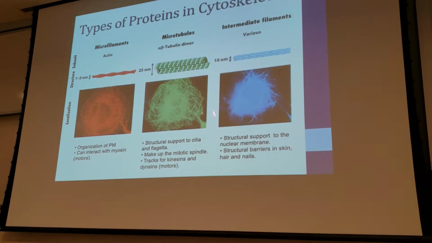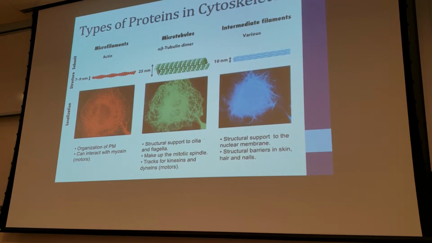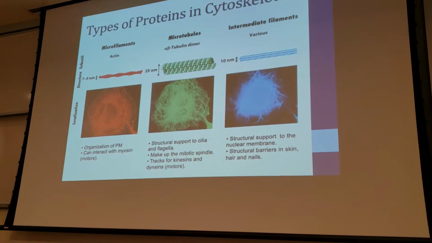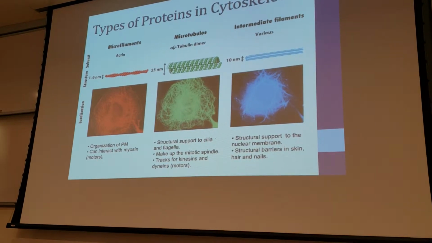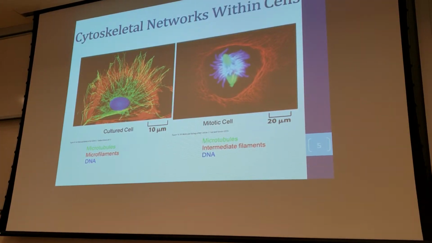These might seem more boring, but they're really super important, and we'll see a disease associated with having improper intermediate filaments. So here's just some pretty pictures that really show you the difference in the localization of these proteins. This is the type of stuff that our lab loves doing.